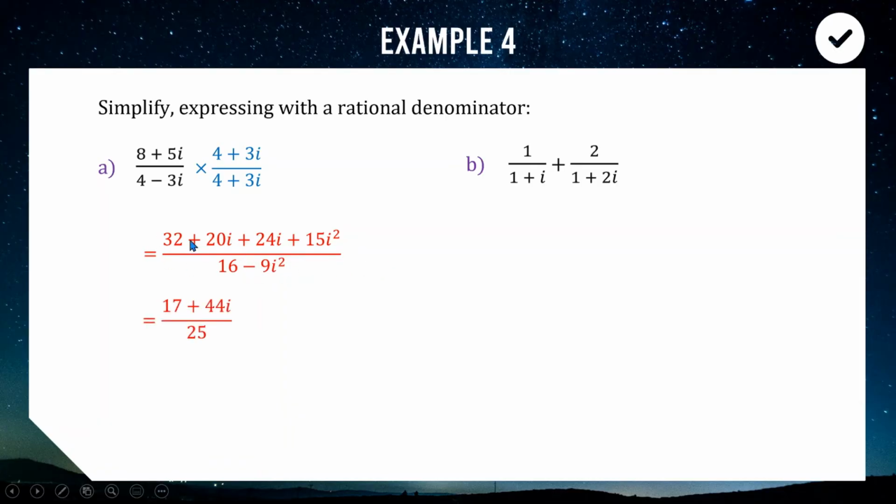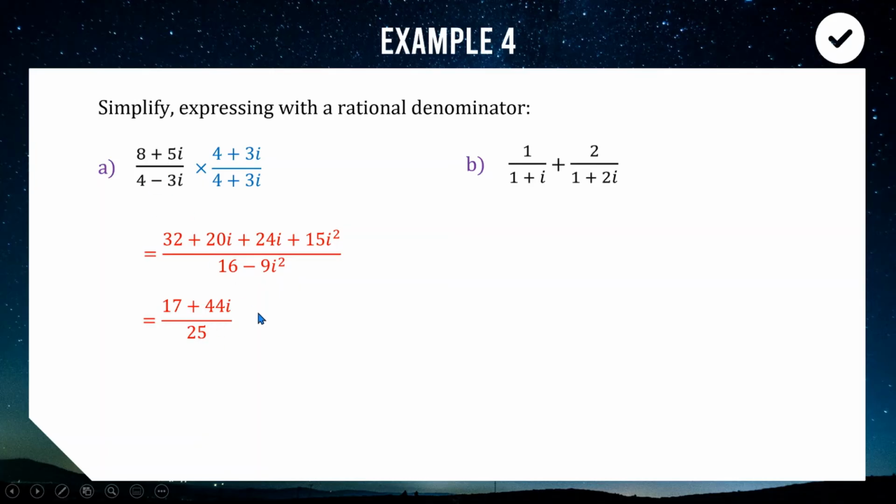Like I said up top, we're going to have 32, and we're going to take away 15, because 15i squared is minus 15. So 32 take away 15 is 17. And the imaginary terms equal 44. On the bottom, we have 16 plus 9, so we have 25. And there is our expression with a rational denominator. It's also a real denominator.